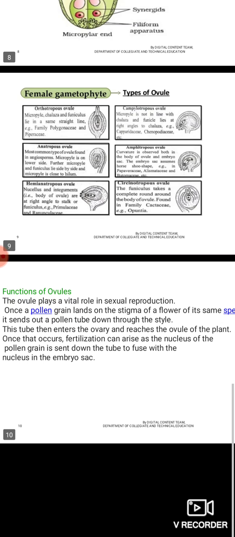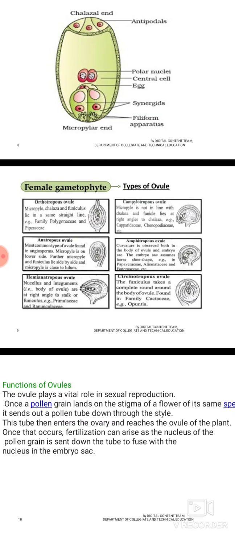Coming to the function of ovules. Ovules play an important role in sexual reproduction. Once a pollen grain lands on the stigma of a flower of its same species, it sends out a pollen tube down through the style. This tube enters the ovary and reaches the ovule of the plant. Once that occurs, fertilization takes place and one of the male nuclei fuses with the egg to form a zygote and the other one fuses with the secondary nucleus to form an endosperm.